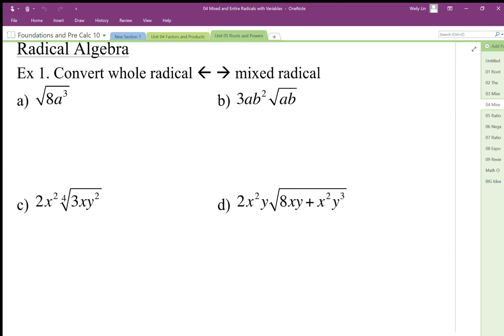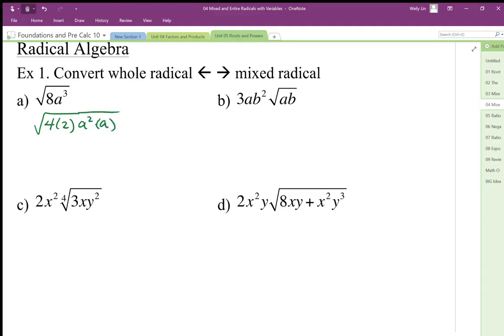So here we have some practice converting the whole or entire radical to mixed radicals, or vice versa. I'm going to take any perfect powers out. So identify the index: squared. I need perfect squares. So I can write the 8 as 4 times 2. The a cubed is a squared times a.